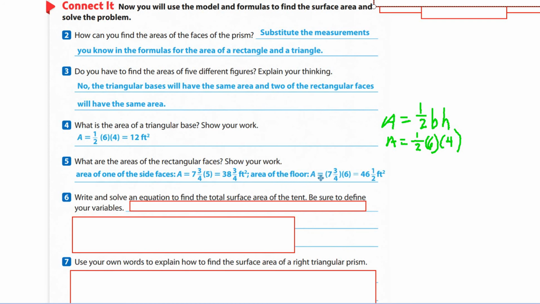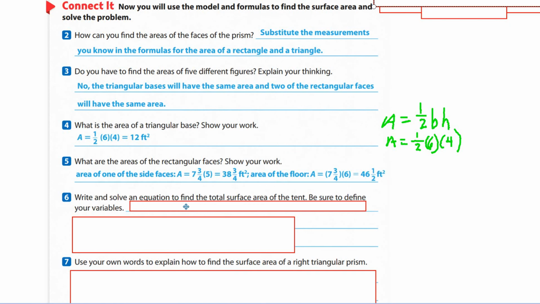Different dimensions. So it's length times width, and 7 3/4 times 6. If you don't remember why those are the dimensions, go back in this video. Okay, when you multiply them, you get 46.5 feet squared.